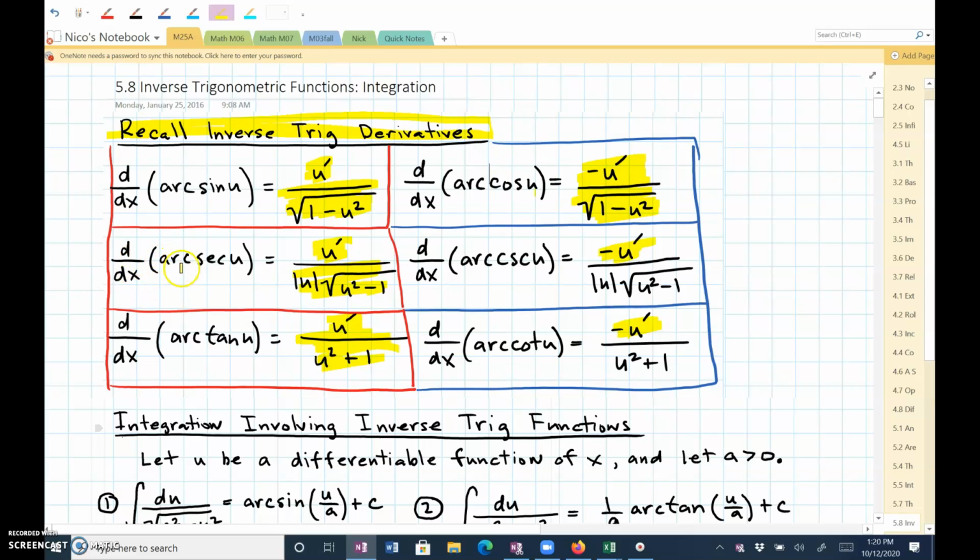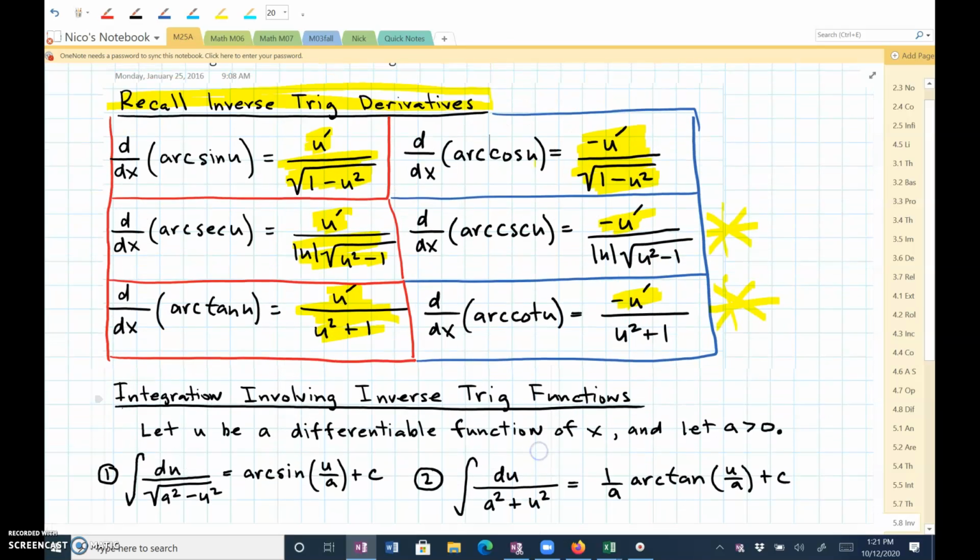All right, same thing. The derivative of arc secant of u with respect to x is u prime all over the absolute value of u times the square root of u squared minus 1. And then the derivative of arc tangent of u with respect to x is u prime all over u squared plus 1. And then I won't go through these two because it's the same thing as the derivative of arc secant of u and arc tangent of u, except it's going to be negative.